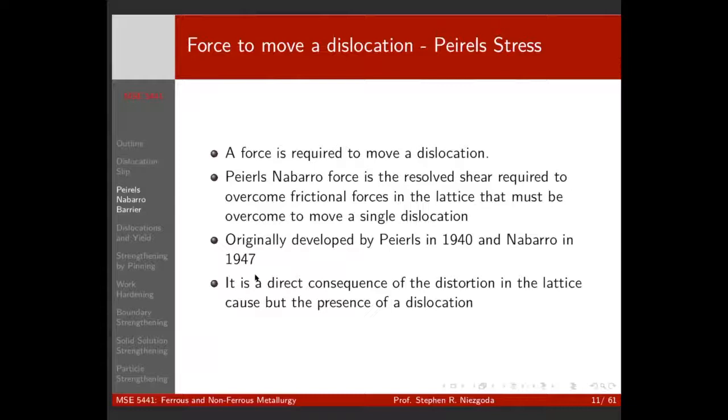Do ionic ceramics have dislocations in them? Do polymer crystals have dislocations in them?